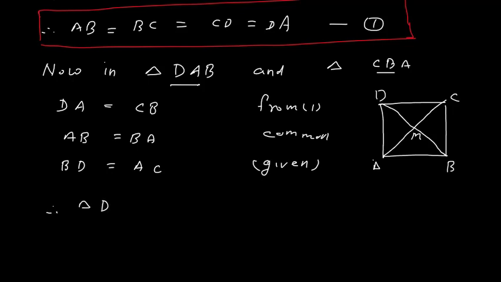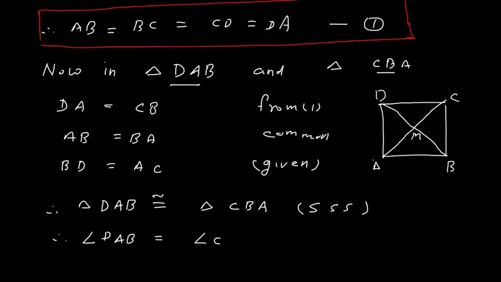Therefore, this triangle DAB is congruent to triangle CBA. The criterion is side, side, side. So by side, side, side criterion, these two triangles are congruent. Therefore, corresponding parts are equal. That is, angle DAB is equal to angle CBA. This is a corresponding part of congruent triangles.